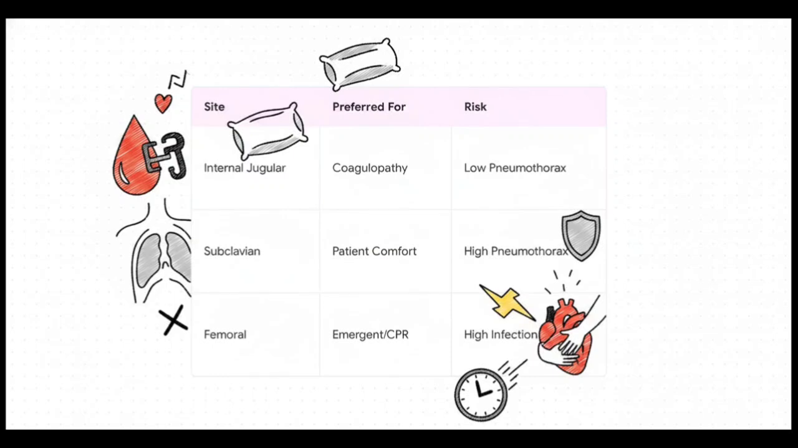The internal jugular, that's your go-to for coagulopathic patients because, hey, if they bleed, the vessels are readily compressible. Now, the subclavian is great for minimizing infections, and patients generally find it the most comfortable, but do not use it if your patient has renal failure. You're risking central stenosis. And the femoral vein, strictly for emergent CPR resuscitation when you're out of options.